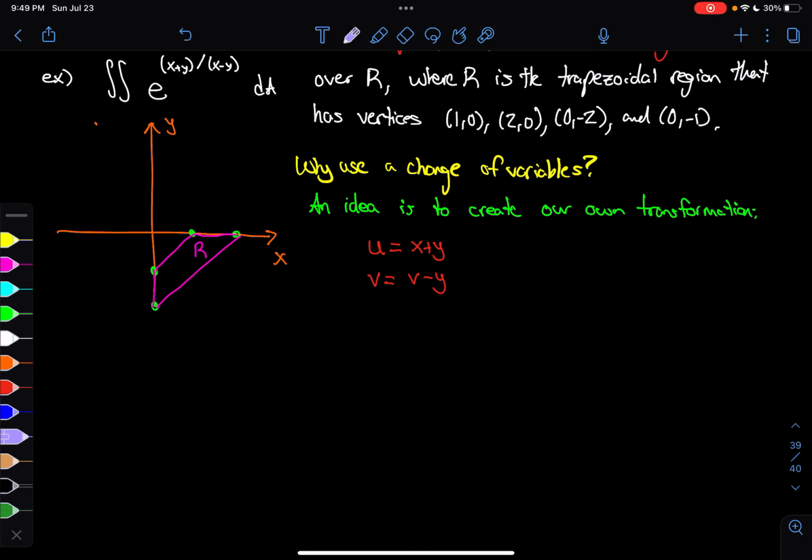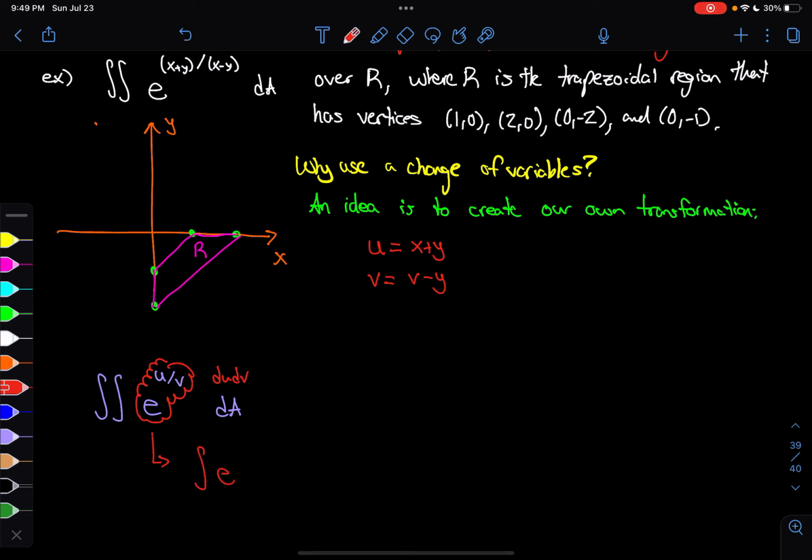The reason why I would do this is because this basically turns my double integral into e to the u over v dA with some Jacobian in there. But ignoring the Jacobian just for a second, integrating, let's say if we were doing du dv, integrating this would be a piece of cake. Why is it a piece of cake? Because if I'm doing the integral of e to the, I'm going to write it like this, 1 over v times u du, I get to treat 1 over v like a constant.